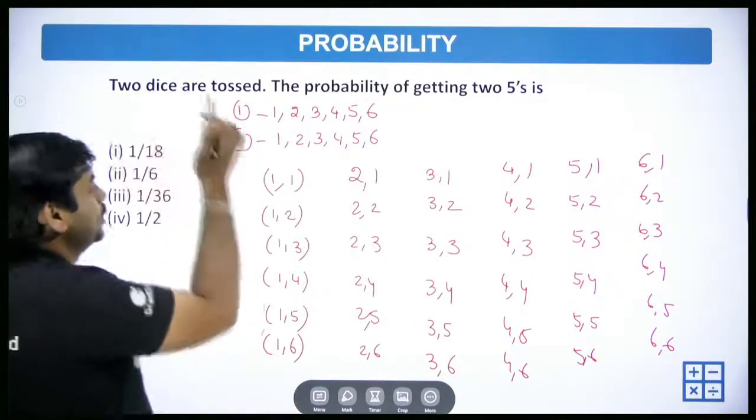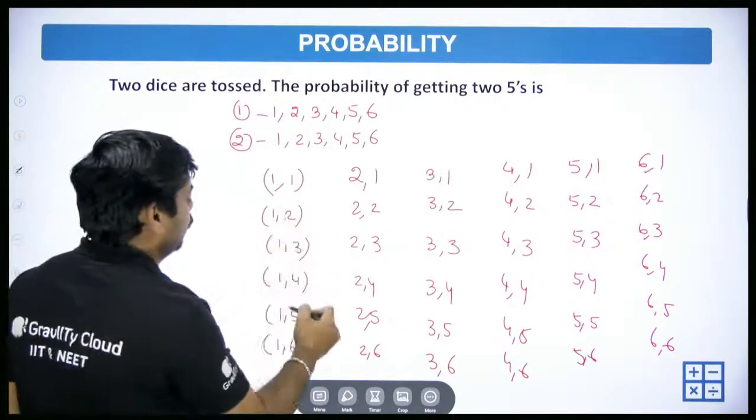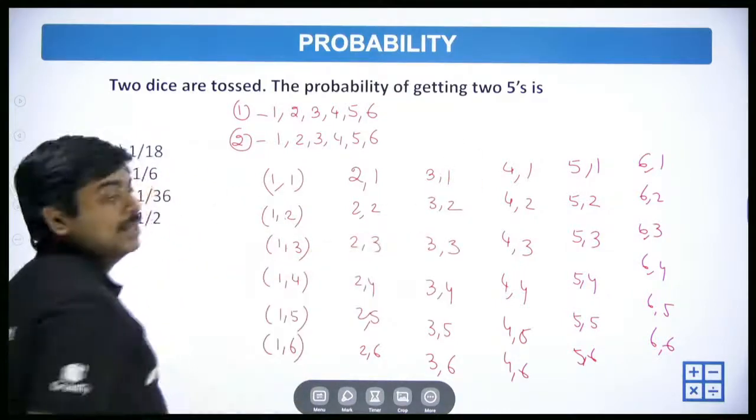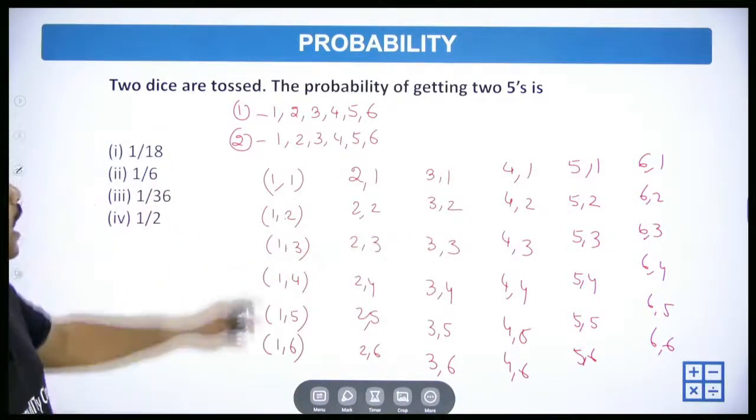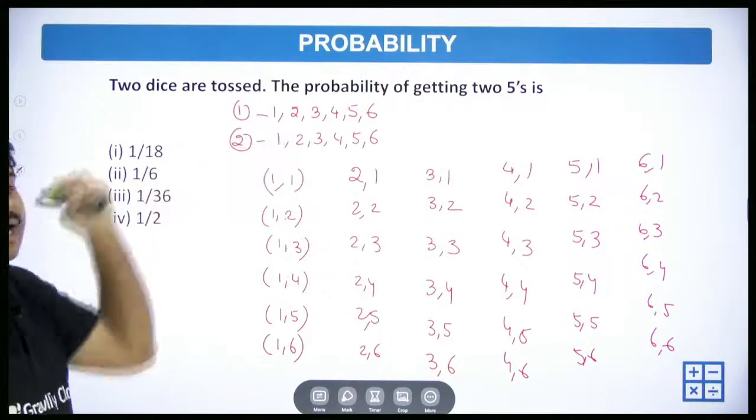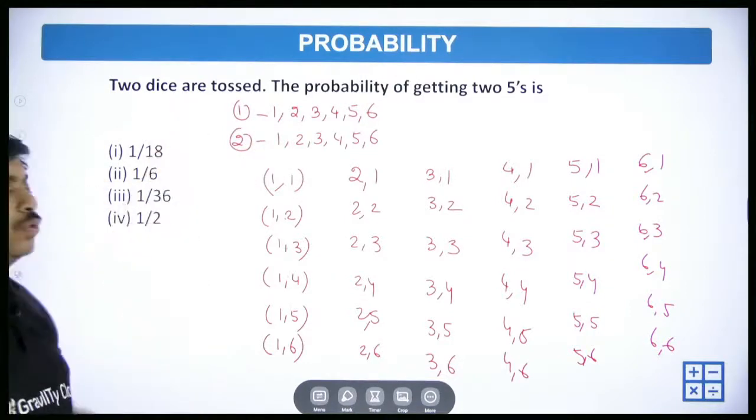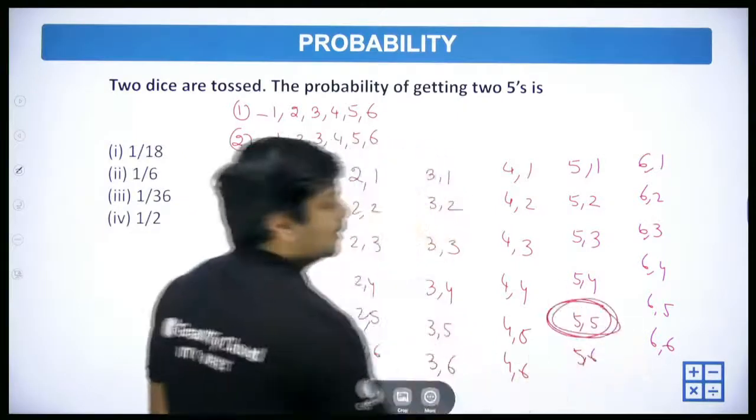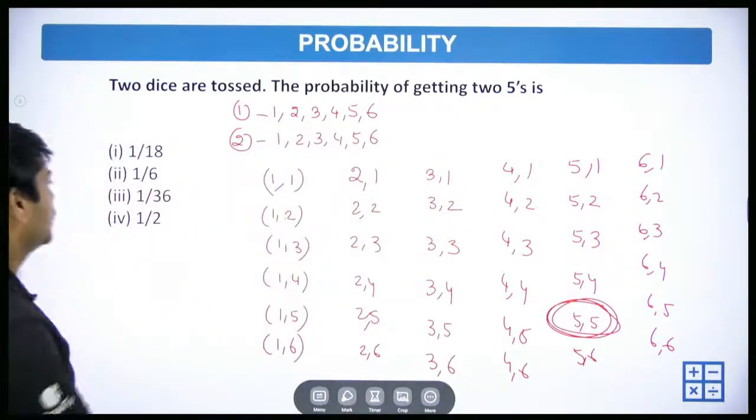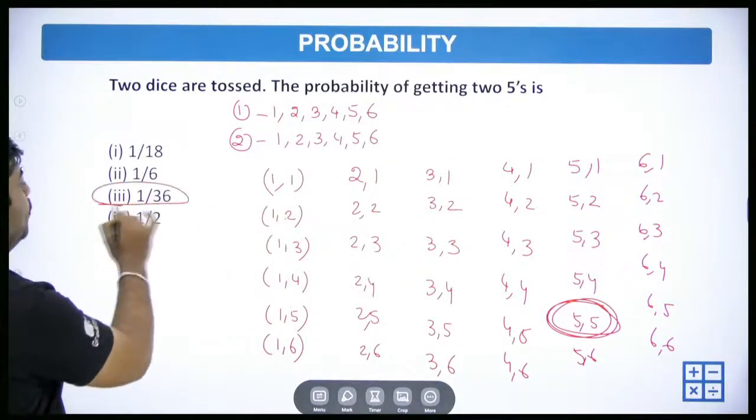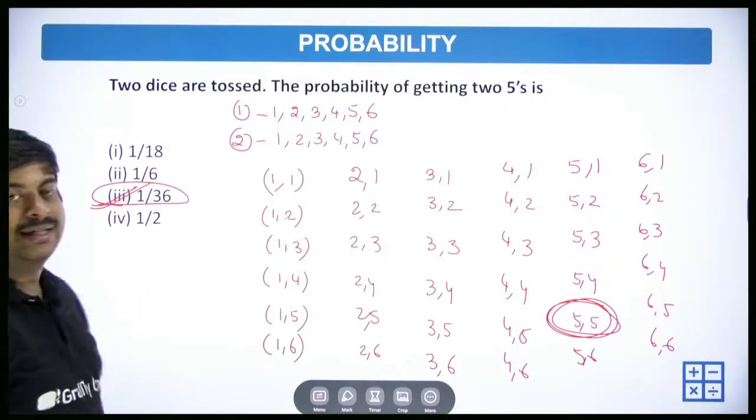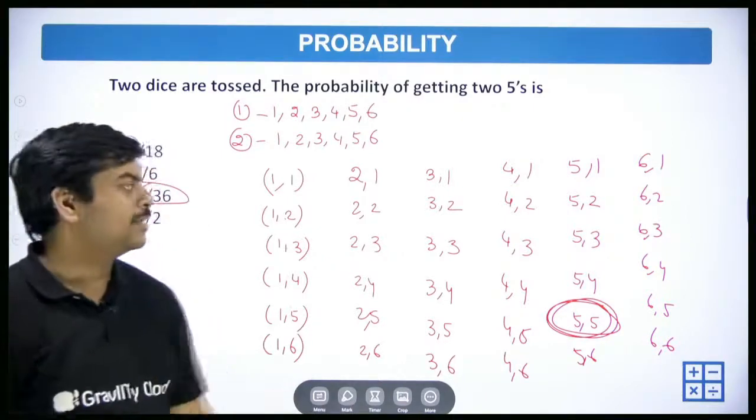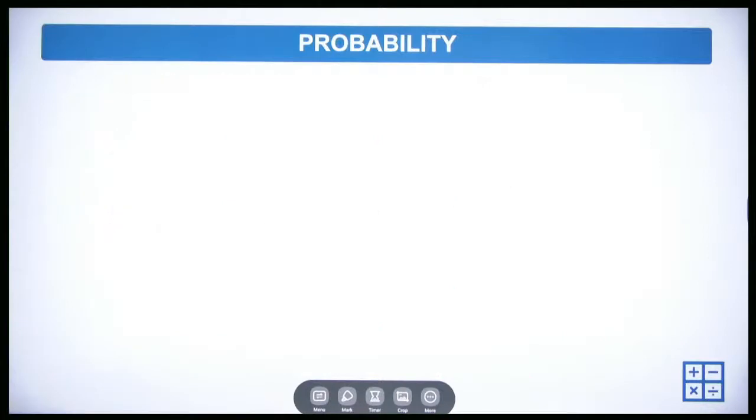Okay, 2 dice are thrown. 1 2 3 4 5 6, 6 plus 6, 6 into 6, 36. Now the probability of getting 2 5s: in how many cases do we get 2 5s? That's only one time in the total 36 cases, that is 1 by 36. Okay, so that stands for 1 by 36. Option 3 is the correct answer. Right, a straightforward simple question. Let's move forward to the next question.